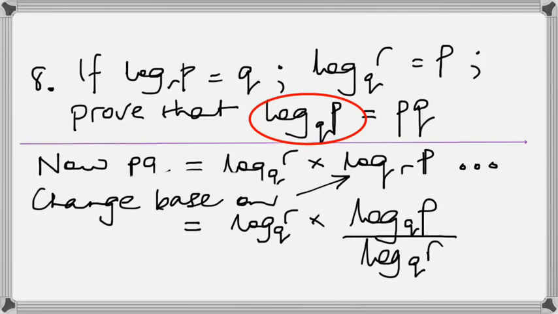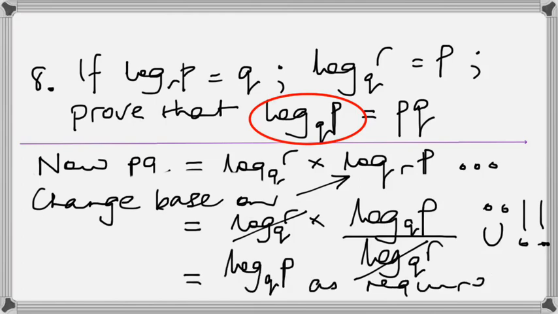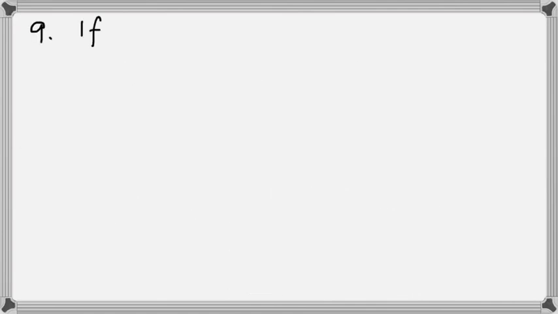Now, when you look at that, you can see that it's just fallen into our lap. We can cancel top and bottom, and we'll end up with the answer. Isn't that great? Easy as. A done deal. Wasn't so hard.